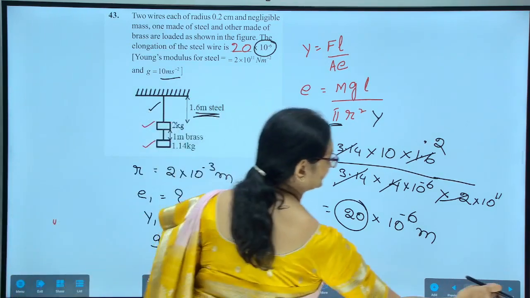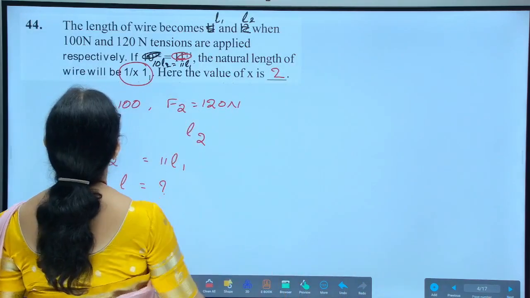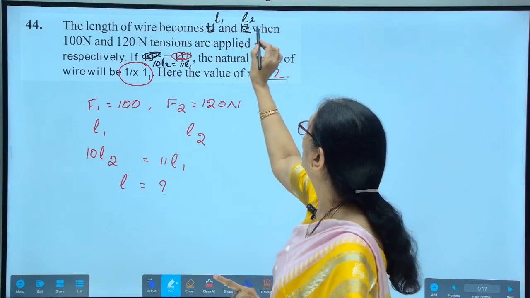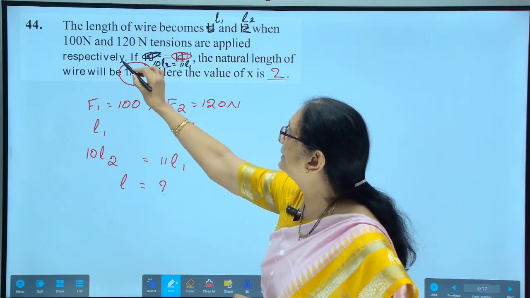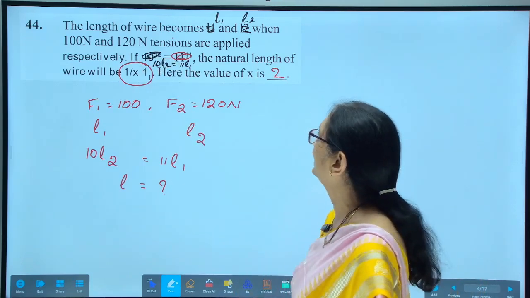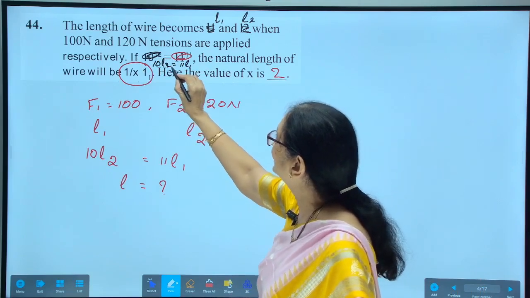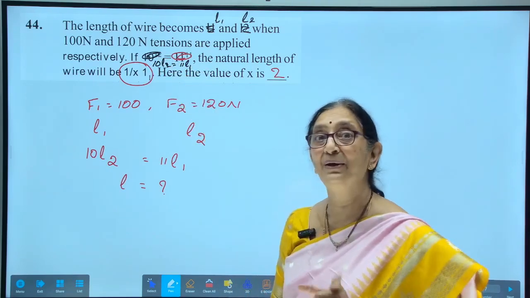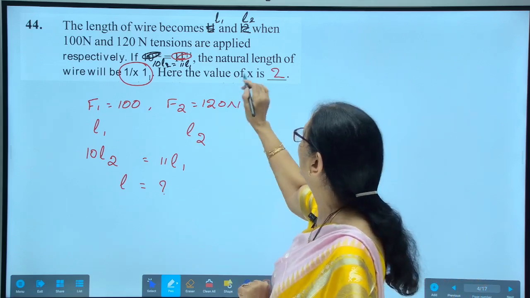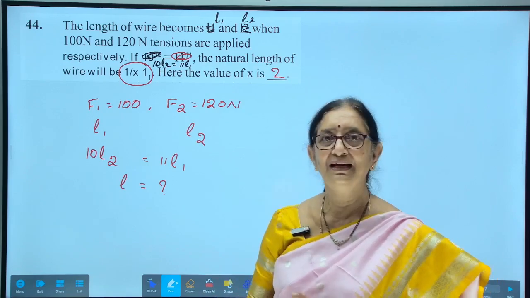Look here. See, the length of a wire becomes L1 and L2 when 100 Newton and 120 Newton tensions are applied to the wire. So, 10 L2 is equal to 11 L1. If 10 L2 is equal to 11 L1, what is the natural length?